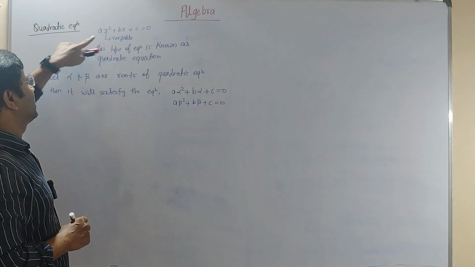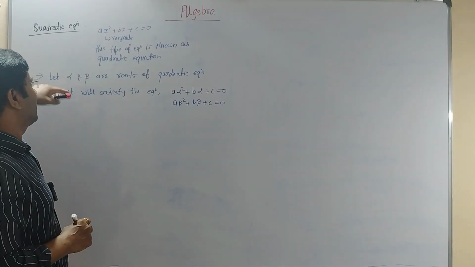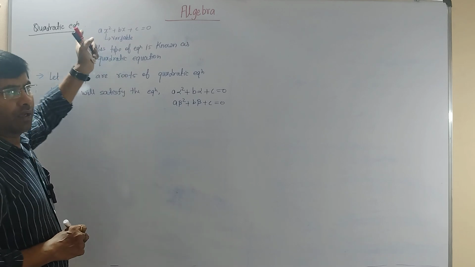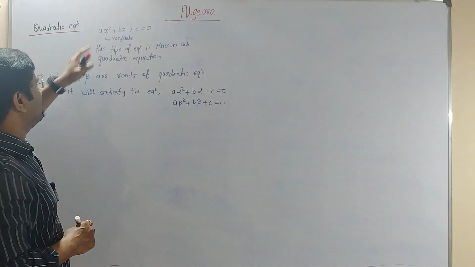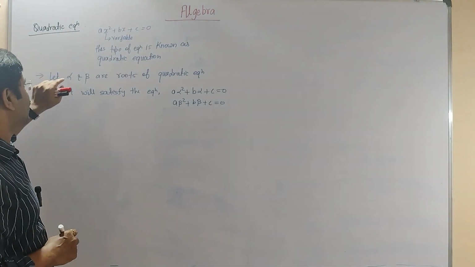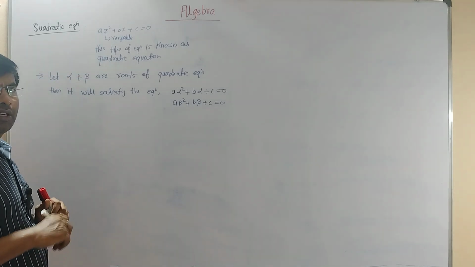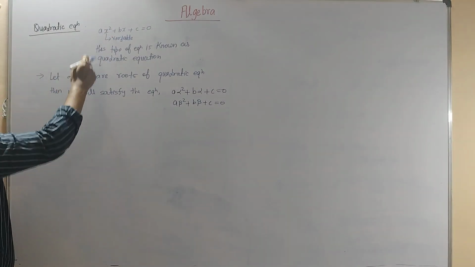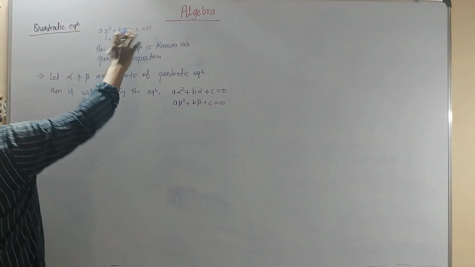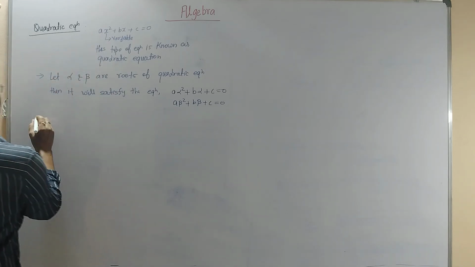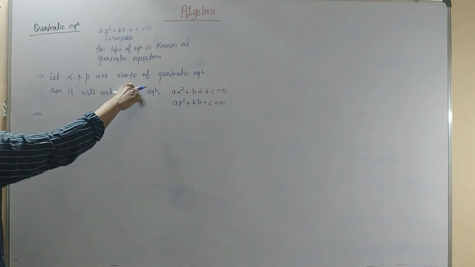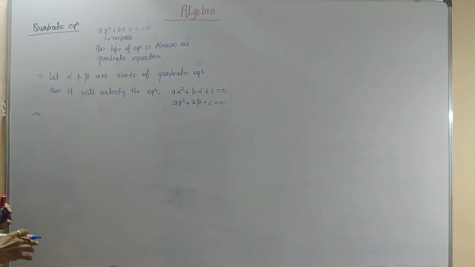Once you put alpha in place of x, or beta in place of x, it will be 0. That means they satisfy the equation. Satisfy means replace x by alpha or beta and it will be 0. So if alpha and beta are roots, they will satisfy the equation.